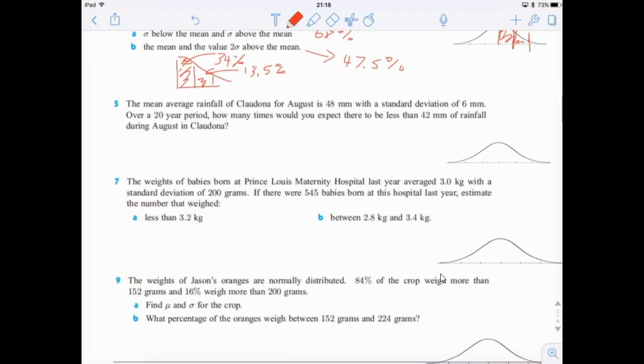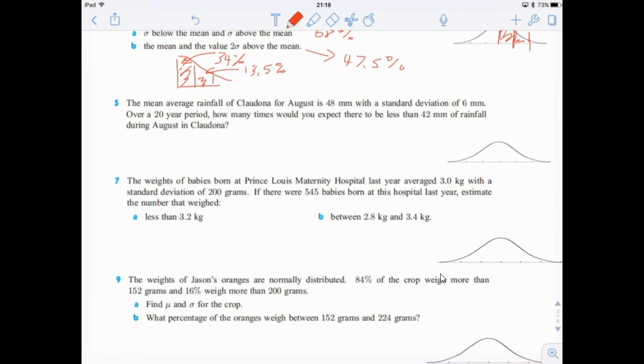Okay, number 5. The mean average rainfall of Claudona for August is 48 millimeters with a standard deviation of 6. Over a 20-year period, how many times would you expect there to be less than 42 millimeters of rainfall during August in Claudona? Okay, so let's see. 48 is the mean. Standard deviation is 6. So one standard deviation to the right is going to be 48 plus 6, which is 54. One standard deviation to the left is going to be 48 minus 6, which is 42.